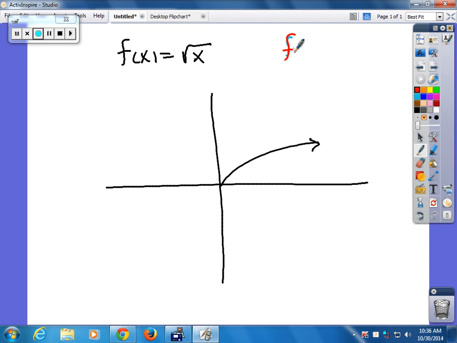F of x is equal to what? Square root of x what? Plus 3. Minus. Multiple. So what is this? Left. 1, 2, 3. And what's the negative 4? Oh, wait, that's easy.